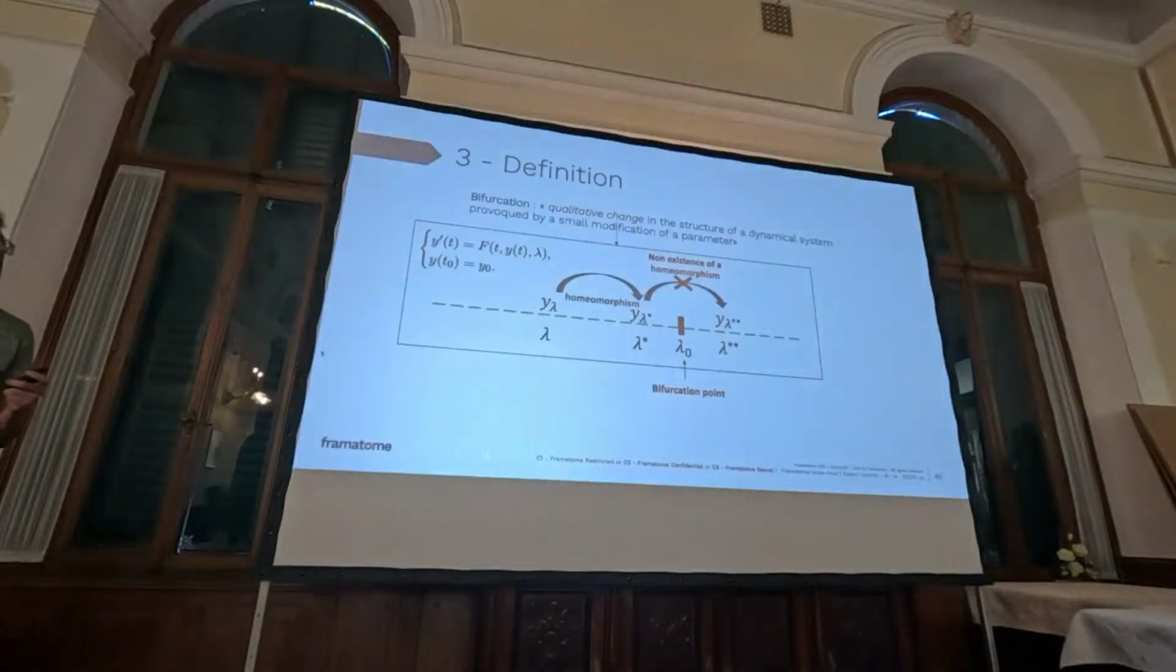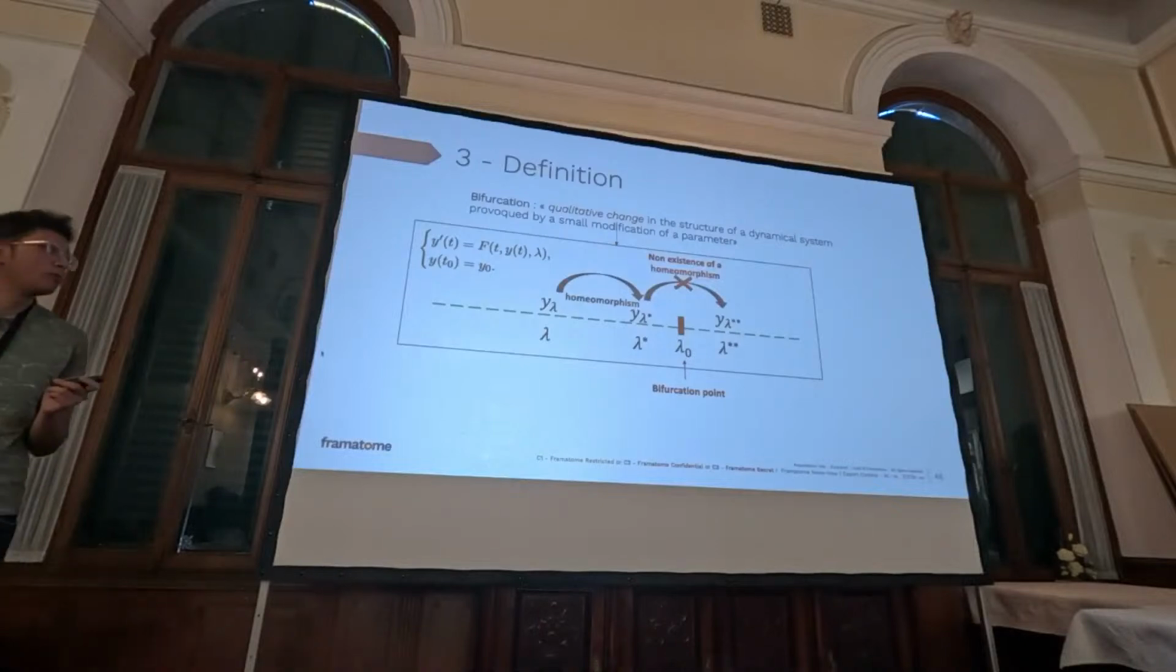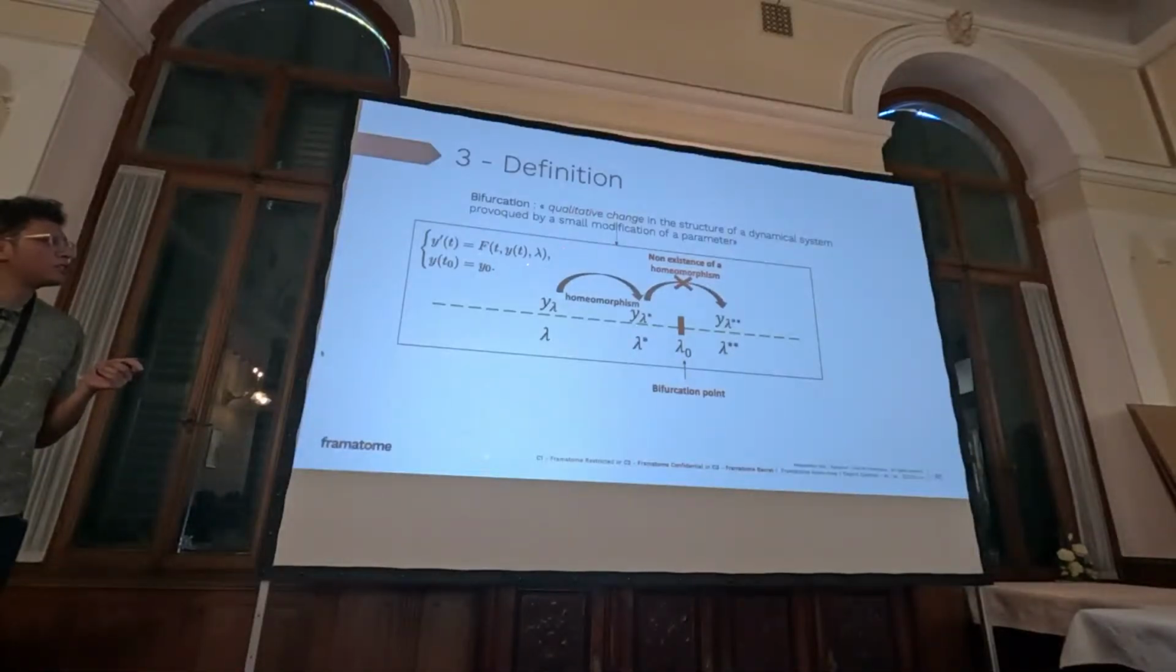So as a definition, it's a qualitative change in the structure of a dynamical system provoked by a small modification of a parameter. So we have in a classical sense a differential equation that depends on a parameter lambda, and normally when we change this parameter, we can build a homeomorphism between the two flows of the solutions. But at the bifurcation point, there is none. So it's a negative definition rather than a positive one.